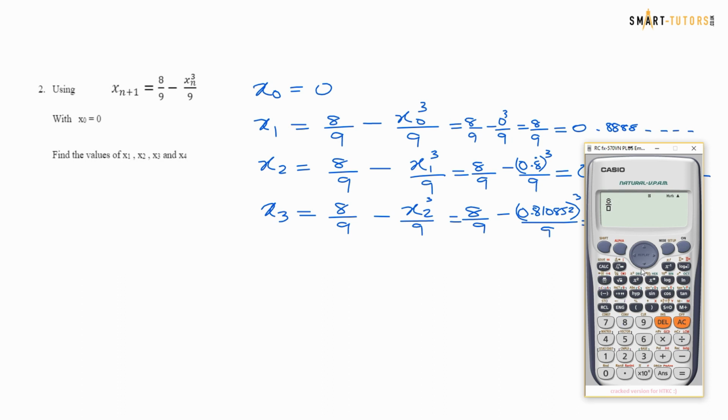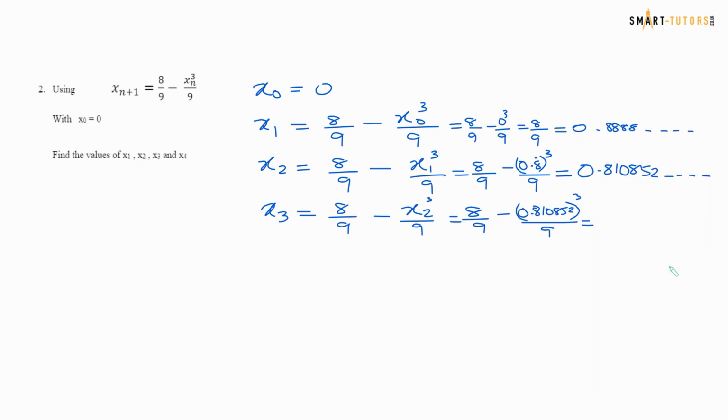So you do the same thing. Fraction button 8 over 9 minus answer cube over 9, and the answer is going to be 0.829653, right? The last answer.